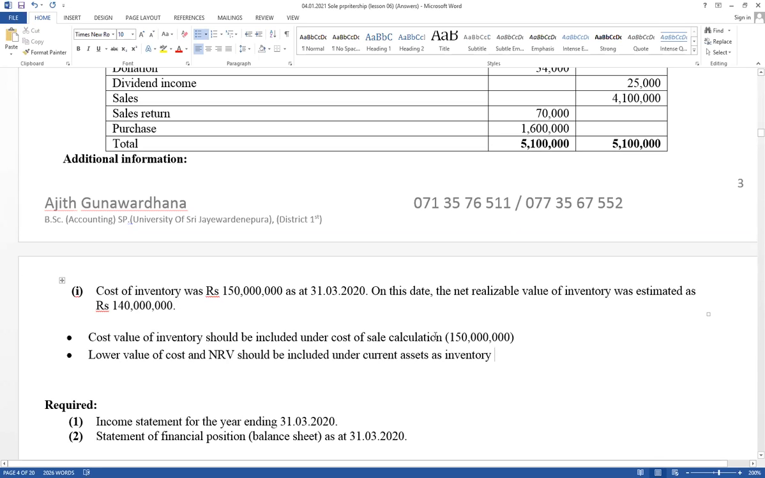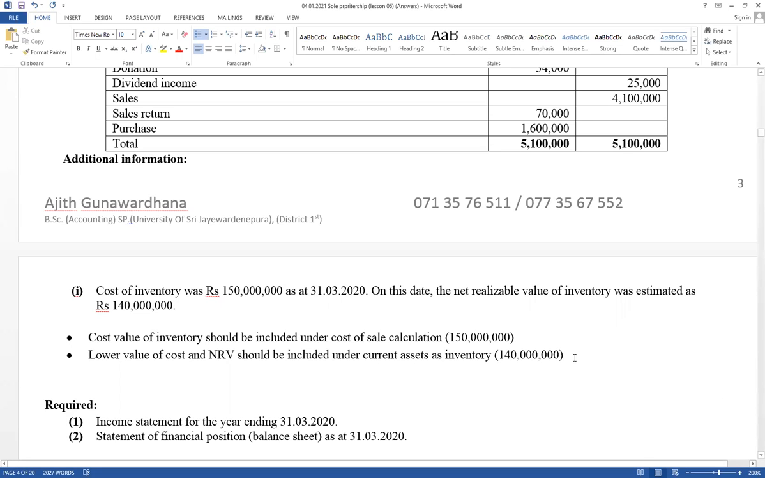Therefore, low amount equal 140,000. Therefore, under current assets as inventory should be included only 140,000. Definitely available in the paper. Sometimes they ask with sole proprietorships, sometimes partnerships, sometimes company.